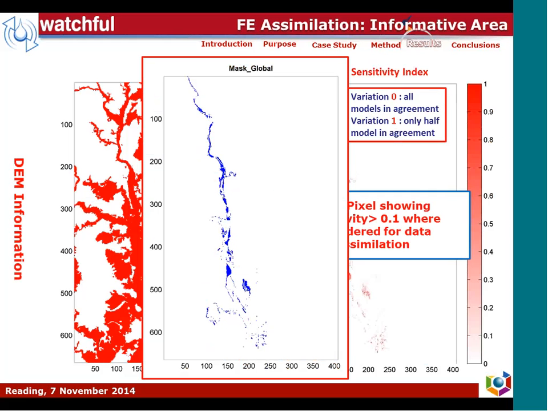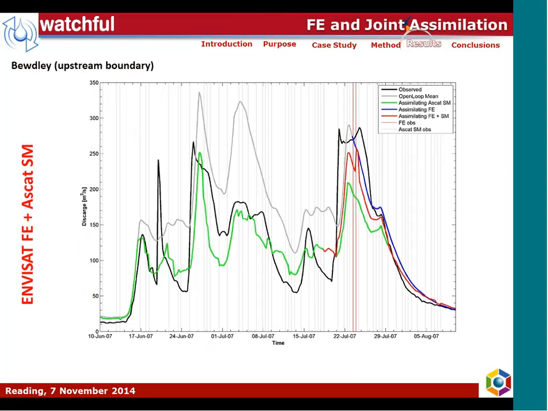So this is then from within the area covered by the model, those pixels where we consider the flood extent observation from the model. So this is this big flood event from 2007. In the black line you have the observed discharge. The gray is the open loop simulation, and the green is the one that was obtained when assimilating soil moisture.